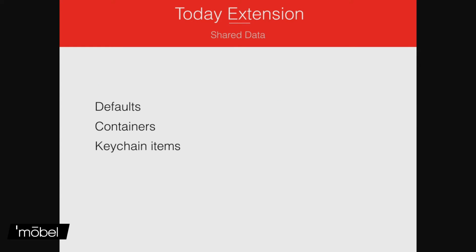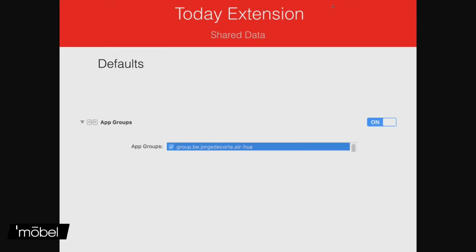You have three possibilities. The first one is NS user defaults. The second one, shared containers. And the third one, keychain items. With NS user defaults, you can share primary objects.